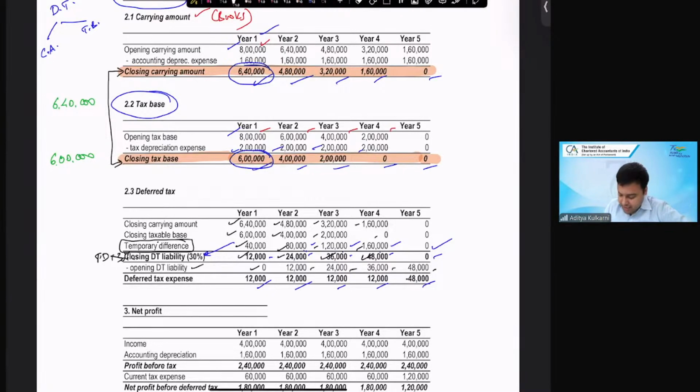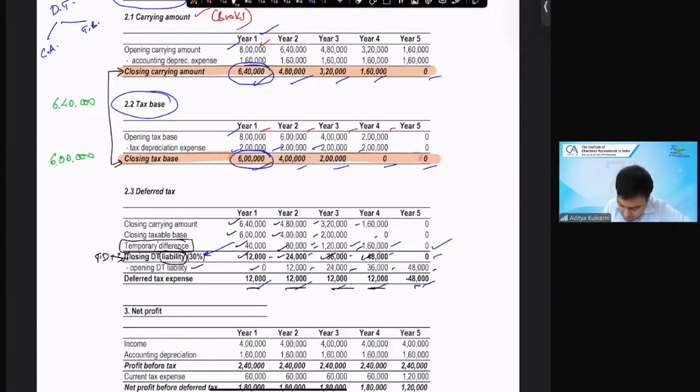So your deferred tax expense will be 12,000 per year. Are we okay with this? Yes, sir. Now, the question should arise, sir, why is it a liability? In the P&L approach, we understood very easily why it was coming as a liability. Here, how are you deciding it is a liability?